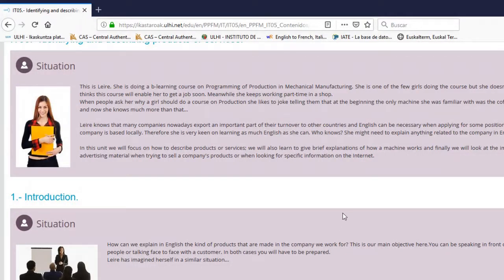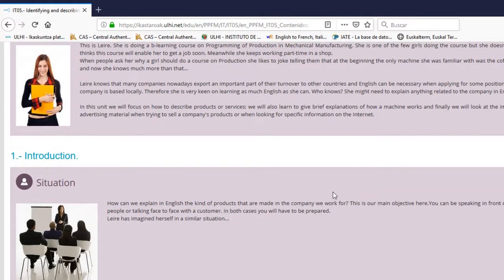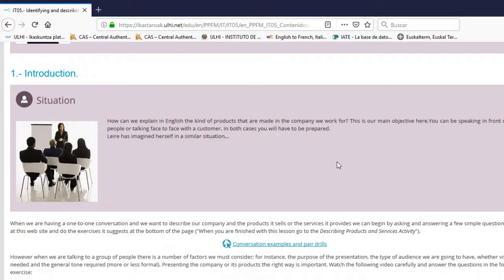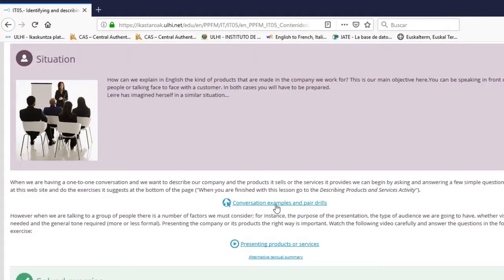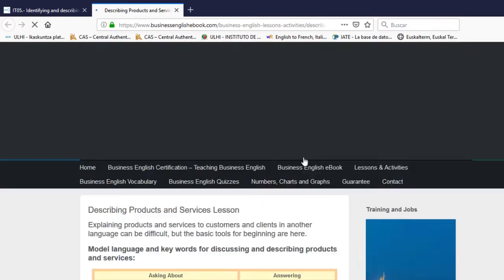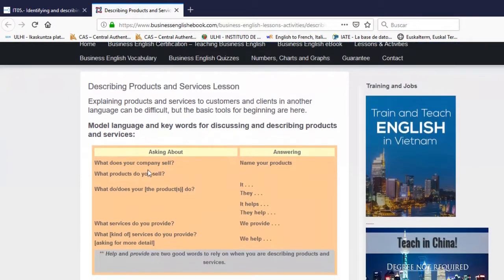So let's take a look at the unit. In this case, we will start learning how to explain the kind of products that are made in the company we work for. We have some sample conversations that you can take a look at. This will help you organize the conversations and learn the main structure of the sentences.